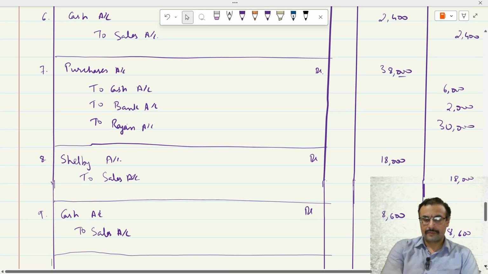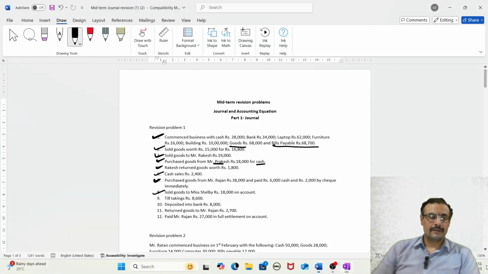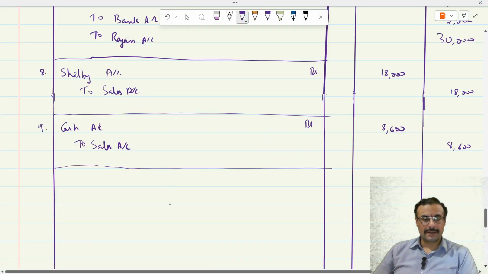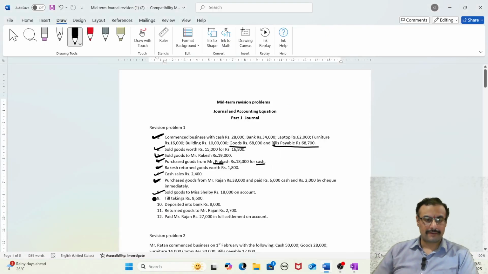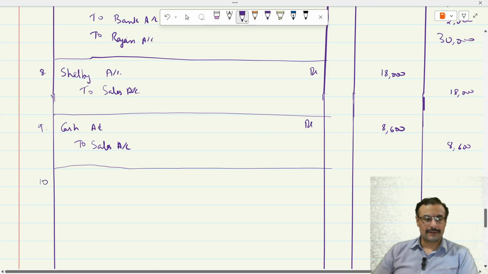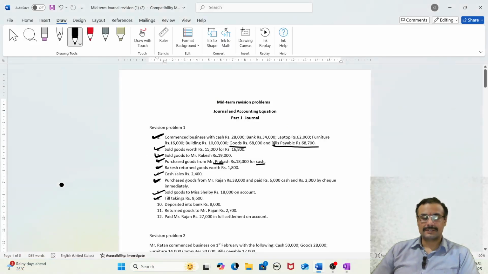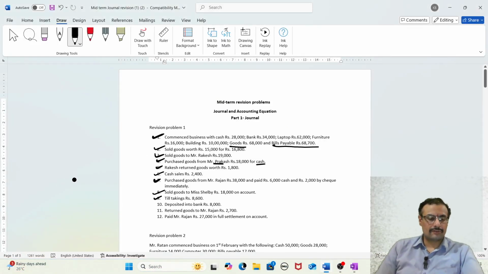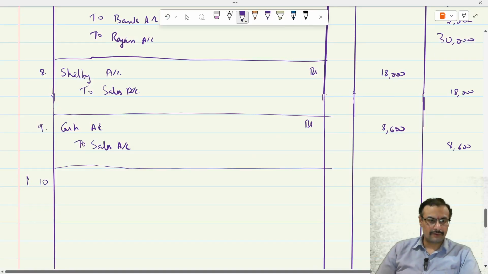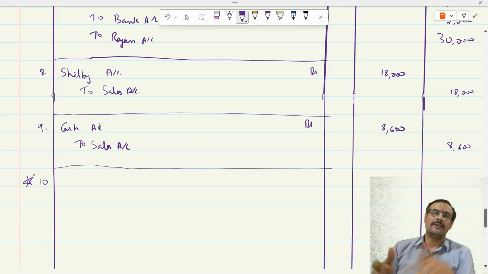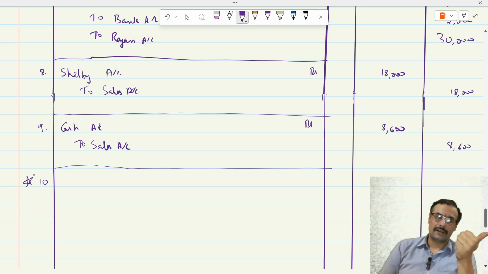Alright. Then 10th one, deposited into bank. One of the favorite, this one. This is a contra entry. Alright. Now how do you do this one? 10th one. Please mark this as important. In your solution also, I will also mark this as important for you. There are 3 transactions that you should always read or revise before you go to exam. 1. Deposited into bank.